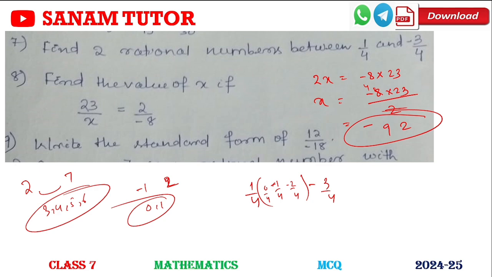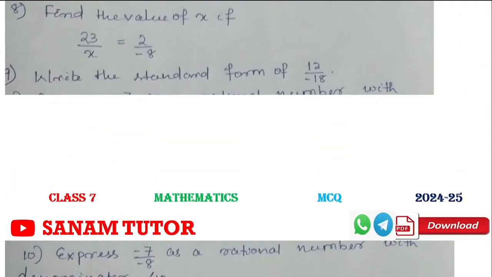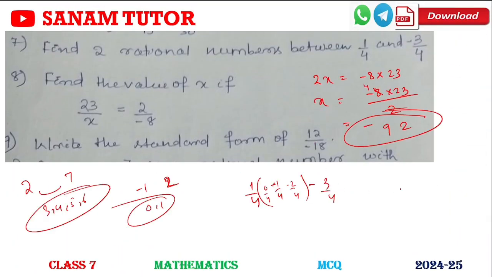Next question. Write the standard form. Okay, the standard form of -12 by 18: first multiply by -1. So -12 by 18. Now cancel, 6 2 ja 6 3 ja, -2 by 3 is the standard form.